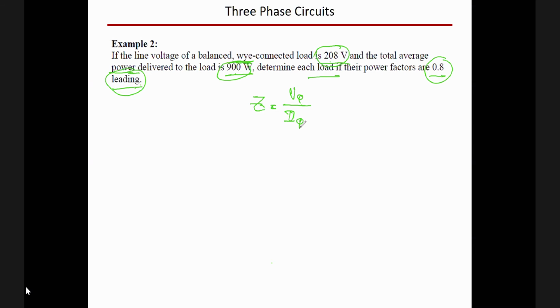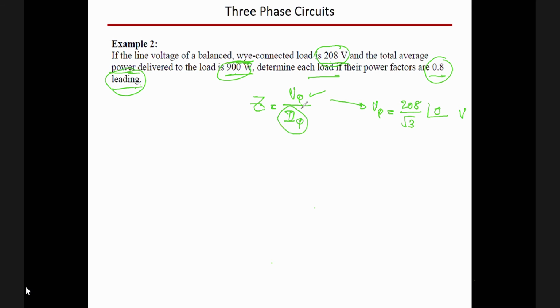Let's start with the easy one. How can we find V phase? It's 208 divided by square root of 3. That's correct, since we know our line voltage. So this is 208 divided by square root of 3, and we set the angle to 0, assuming that the phase voltage is the reference. So that's it. We are done with V phase.